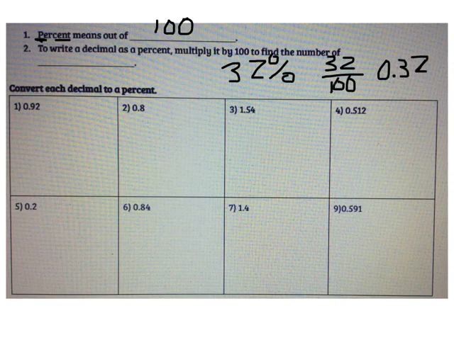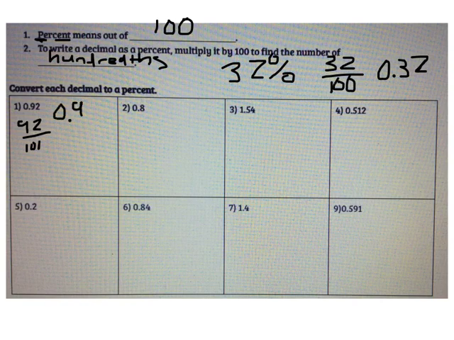Today we're going to convert between decimals and percents. To write a decimal as a percent, all we have to do is multiply it by 100 to find the number of hundredths. Let's convert each decimal to a percent. Convert 92 hundredths to a percent. Well, 92 hundredths already means 92 out of 100. To convert that to a percent, I can move the decimal twice to the right to multiply by 100, and the answer is 92%. 92 out of 100.